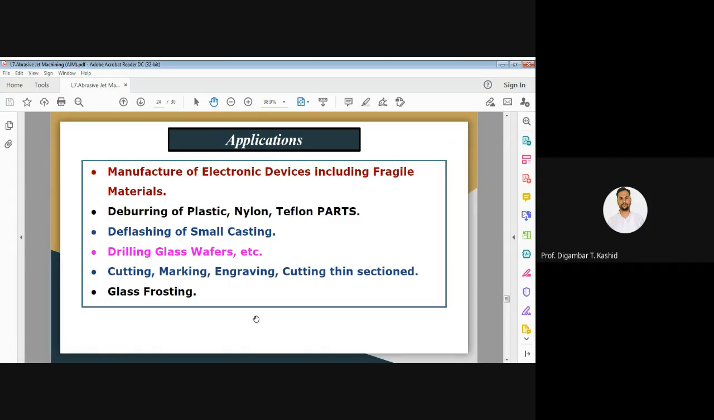Okay, understood? Say yes or no. Understood or not? Please reply in the chat box whether you are getting it or not.